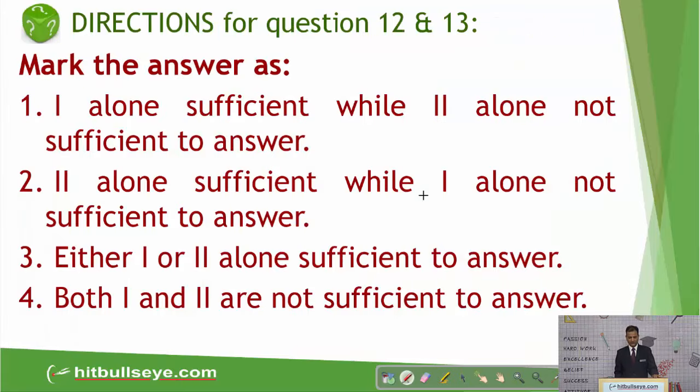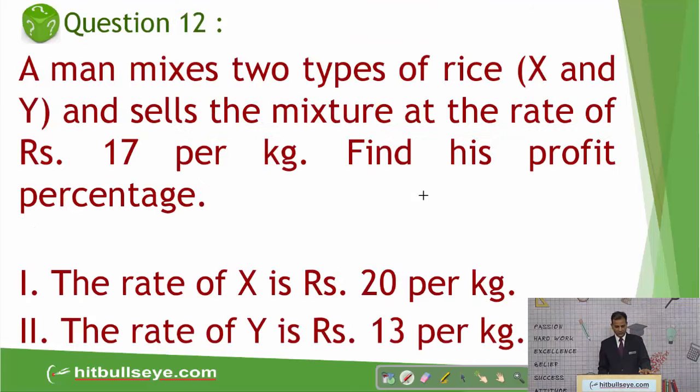Now let's have an overlook on the data sufficiency questions. 2 to 3 questions were there of DS. So the directions are: first alone is sufficient, second alone is sufficient, first alone not sufficient, the third option is either first or second alone, and the fourth option is both first and second are not sufficient. Here it is not given that both first and second are required, generally in most of the cases. So now let's have the question.